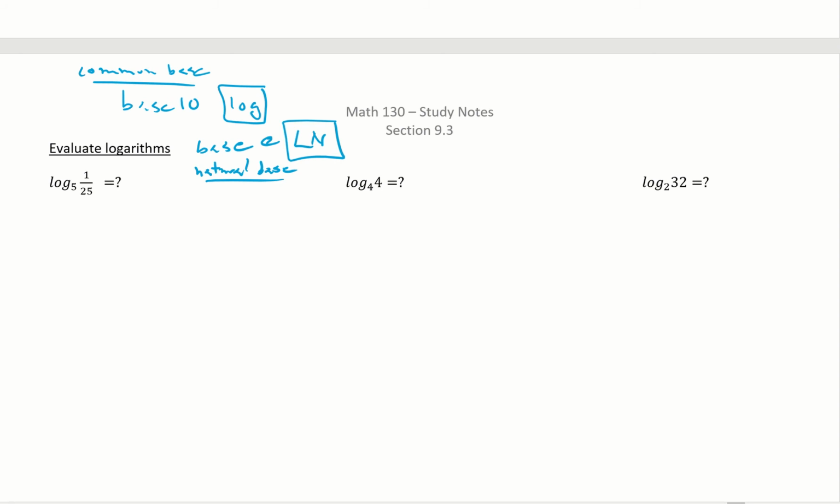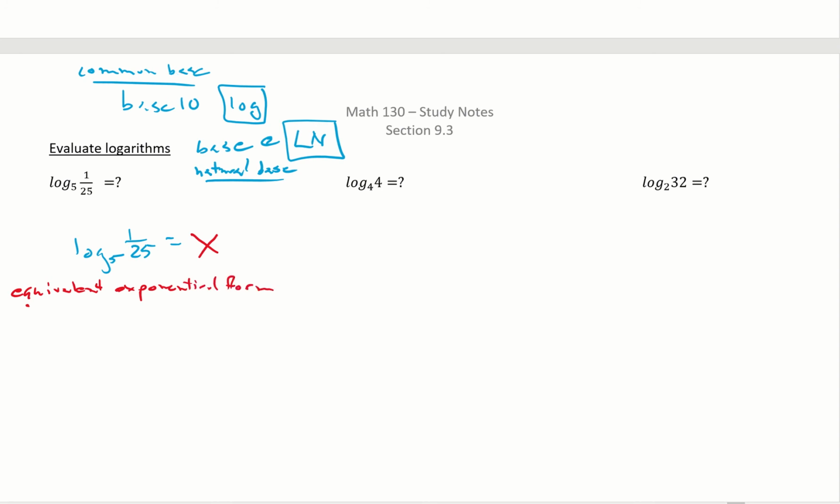Let's work on this one. It says log base 5 of 1 over 25 equals, we don't know. What I learned in textbooks is to put an x there, because you don't know what it is. We do that all the time in algebra, don't we? Then what you do is write it in the equivalent exponential form, like we were doing in the last video.